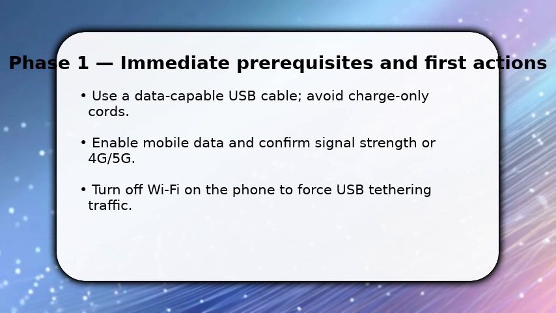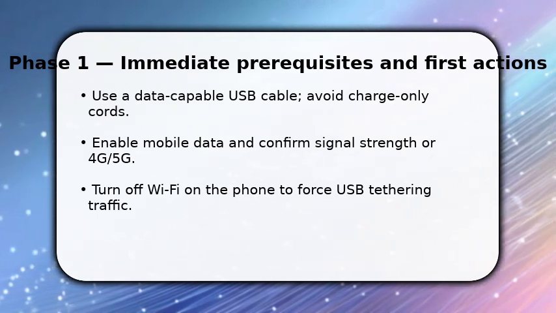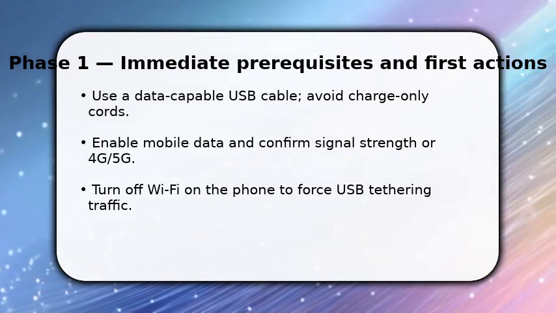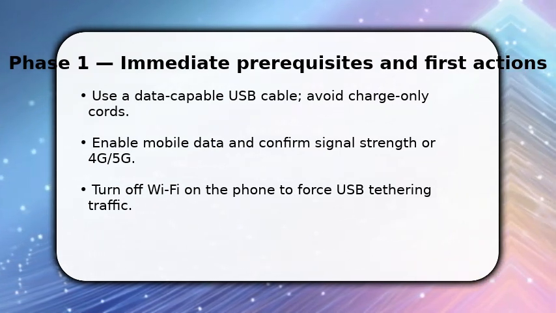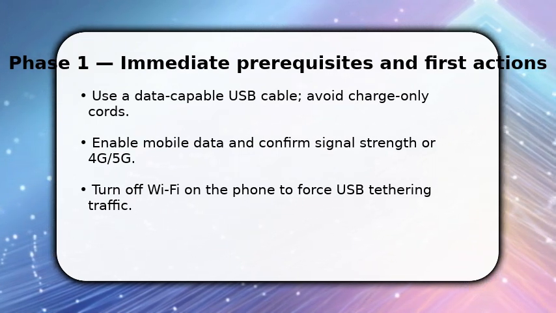You start by preparing your phone and PC. Plug a data-capable USB cable into the phone and the computer. Make sure the phone is unlocked. On the phone, enable mobile data so a carrier connection is available.